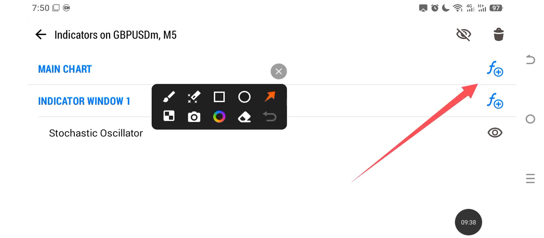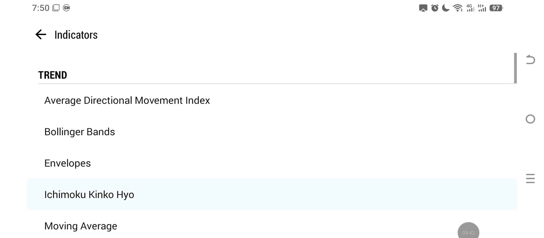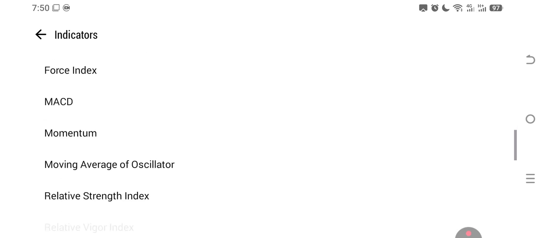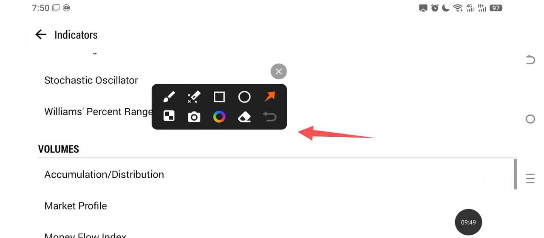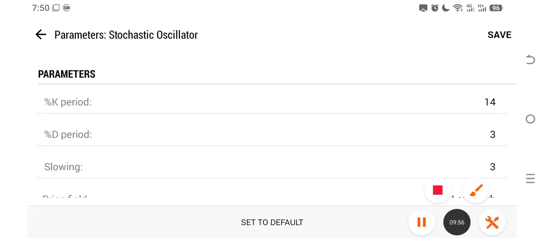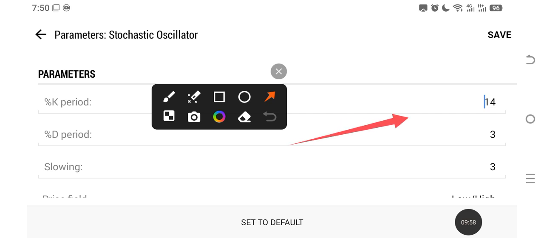Then you click on this. Then we find the stochastic oscillator, so you scroll down. See it over here, that's the stochastic oscillator. Then you click on it, and once you click on it, these are the settings.